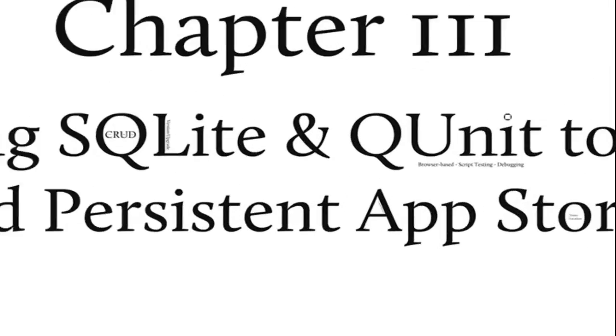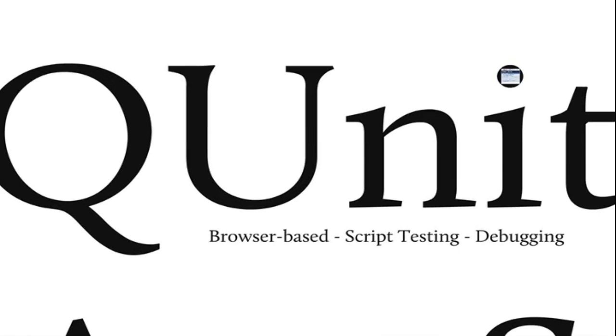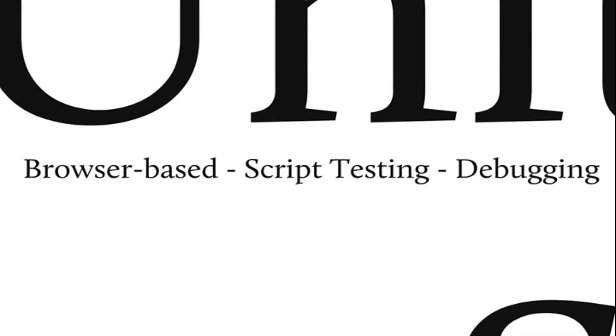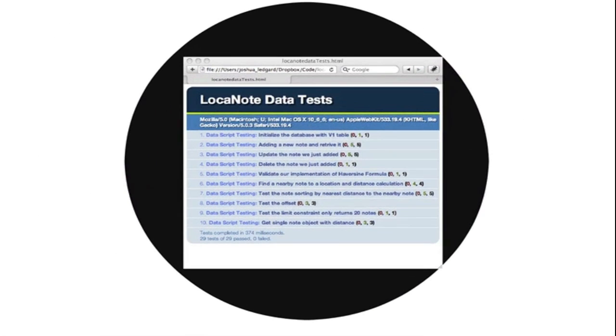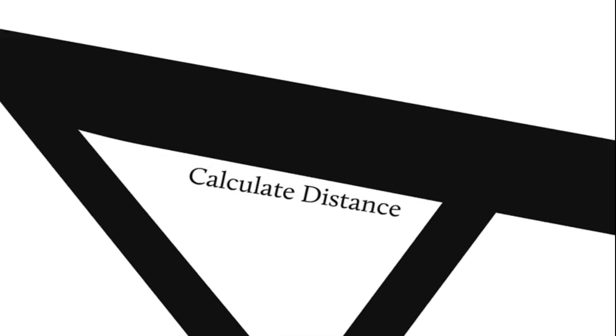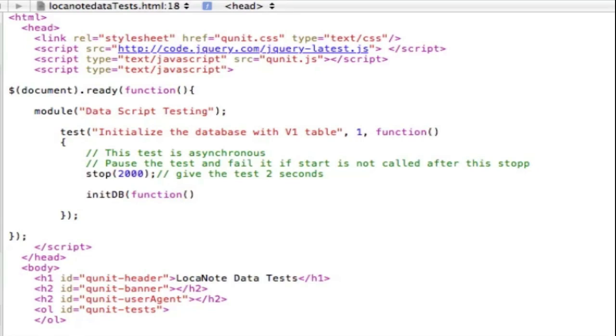For all this, we'll be using the qUnit browser-based script testing framework to validate the data layer of our application. At the end of this chapter, you'll have a suite of passing test cases that validate handling our location and note storage, as well as calculating the distance between locations and finding the nearest notes to the user's current location.